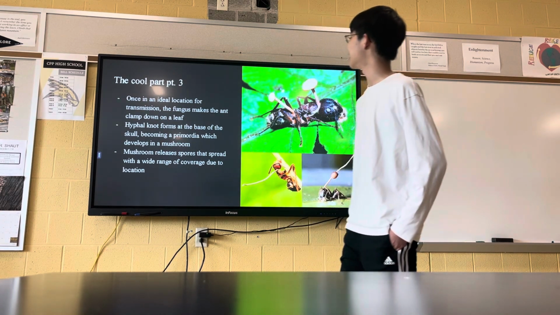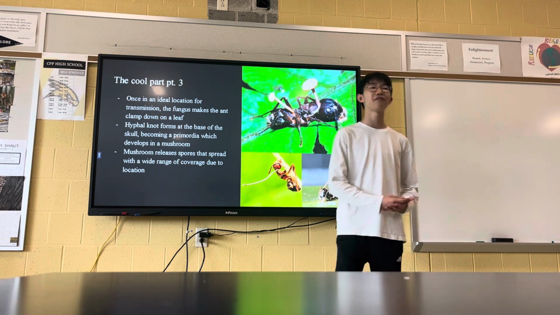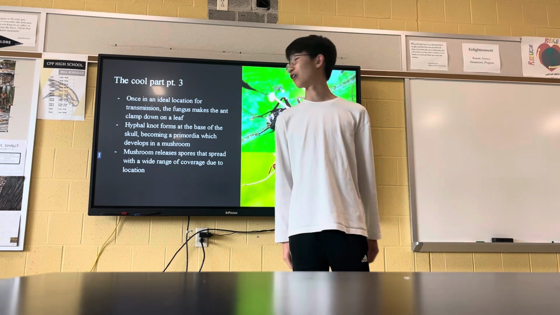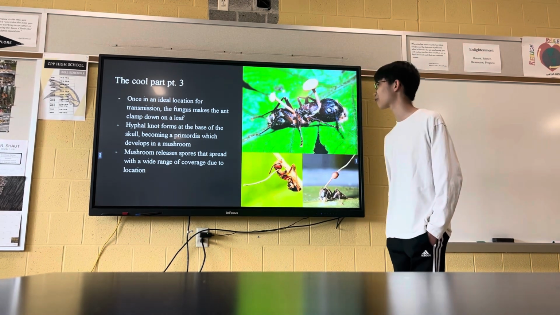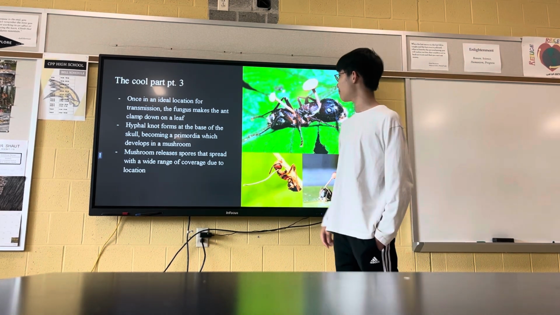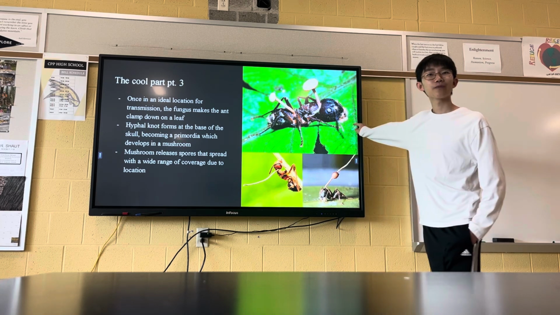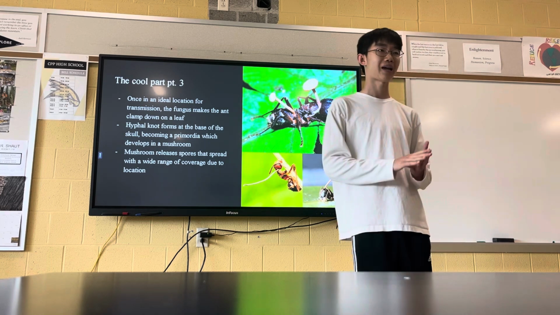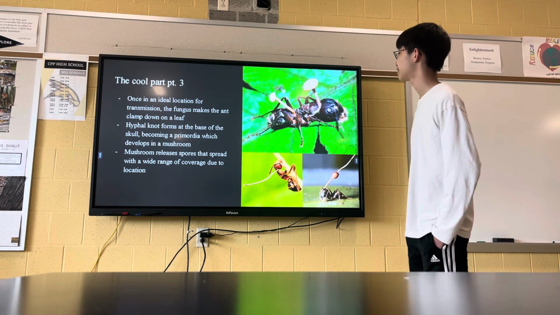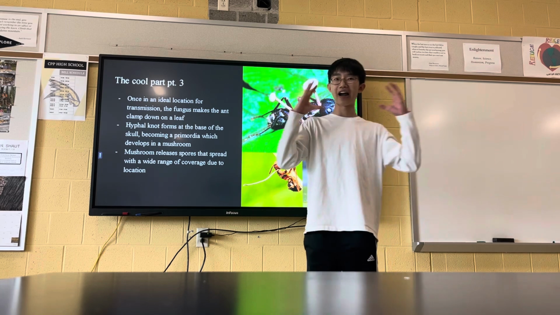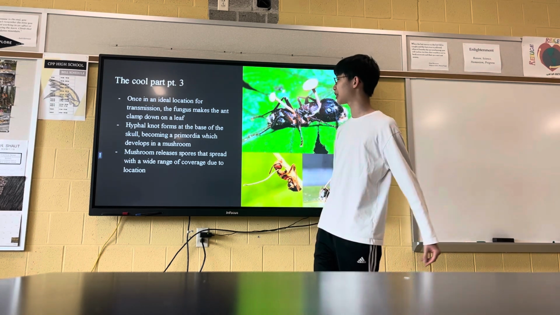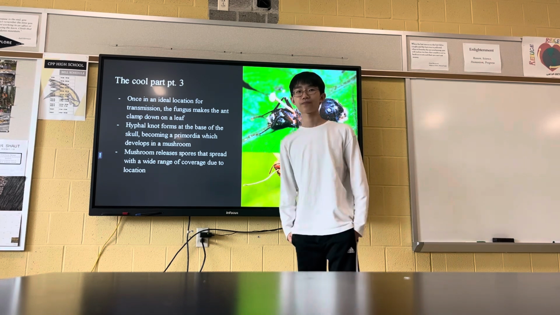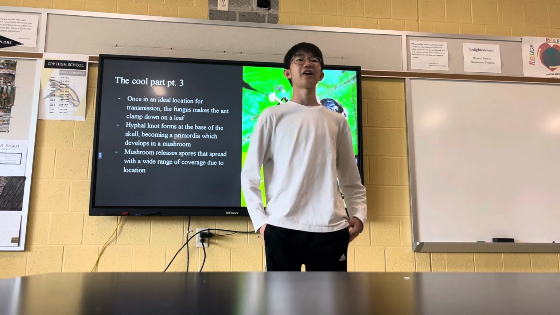I'm not doing it. Anyways, the ant, which is now controlled by the fungus, is primarily looking for a humid location and the right conditions for the maximum growth rate of the fungus. Once it's there, it makes the ant clamp down on a leaf with its mandibles. It's called the death grip because it's literally using abnormal amounts of force to clamp down on this leaf. And then the ant dies. The hyphal knot, which is a knot of mycelium, forms at the base of the skull and becomes a primordia, which then develops into a mushroom. A primordia is a structure that a mushroom grows out of.